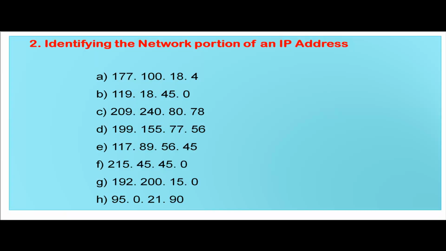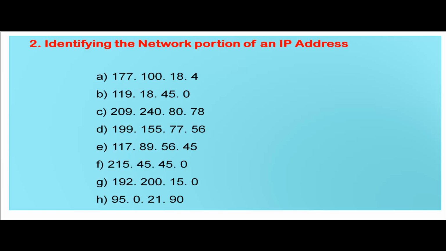Identifying the network portion of an address. So here, how we have to do this: first you have to identify the class, then you must know the subnet mask. Based on the subnet mask, you can easily find the network portion. For example, I'll solve the first problem, 177.